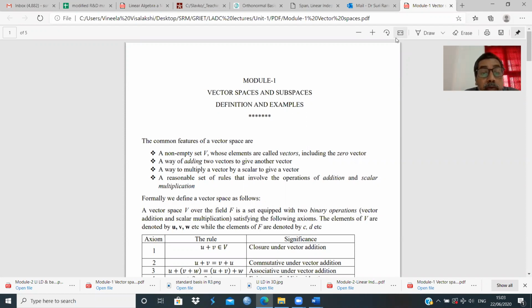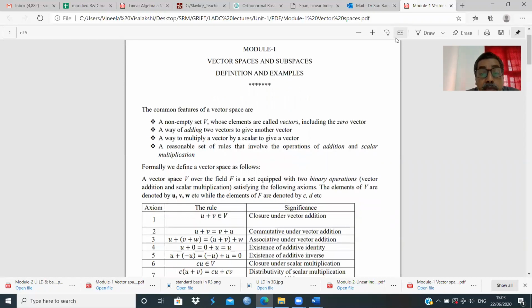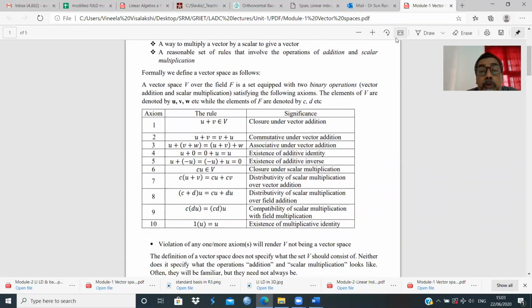There must be a way to add two vectors to give another vector. There must be a way to multiply a vector by a scalar to give a vector, and a reasonable set of rules that involve the operations of addition and scalar multiplication. To formalize this concept, let us put all the axioms in a table. Before we look at the axioms, let us understand the notation.